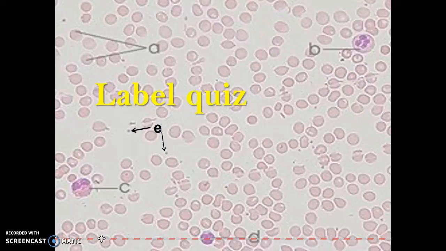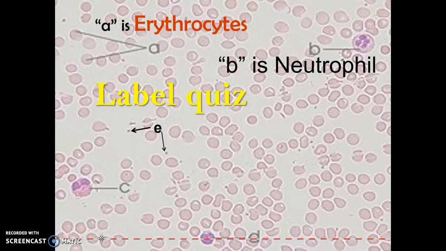Let's do a little label quiz. Do this on your own. A, right, erythrocytes. B, multi-lobed nucleus. It's purple. It's got to be the neutrophil, the most abundant white blood cell. C, ooh, C's kind of reddish. It's got 2 lobes. That must be the highly evasive eosinophil. It is. E, those little tiny dots, but very powerful in clotting.